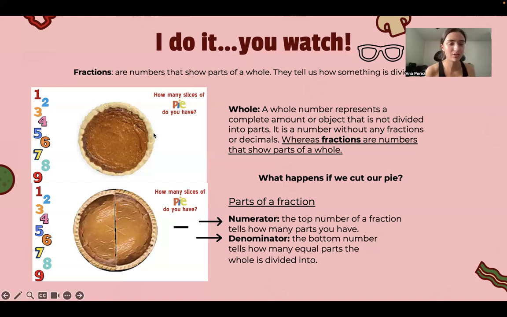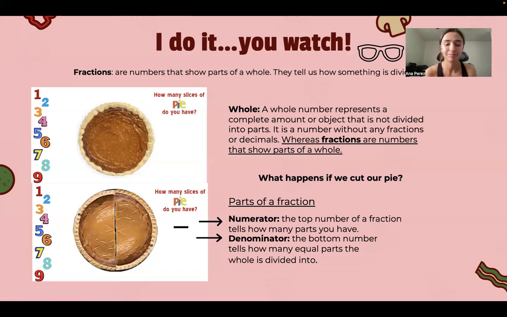So let's look here to our left. How many pies do we have here? One. Do you see that pie cut into different slices? No. We see one whole pie, correct? What happens if we cut our pie? Miss Anna cut it for you guys already. How many slices do we have now? We have 2 slices of pie.